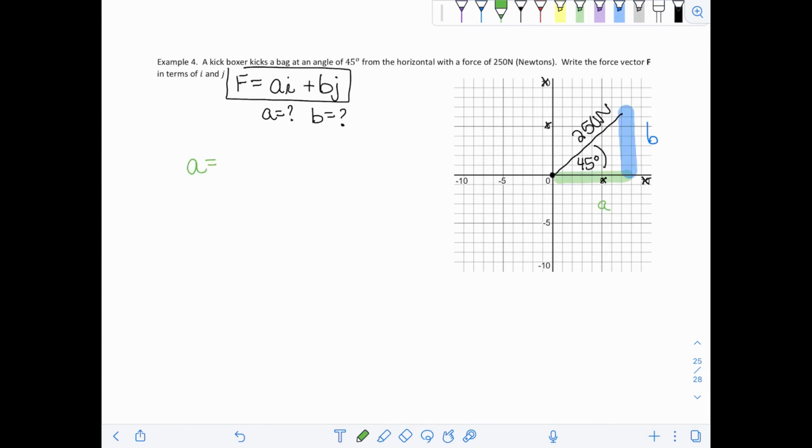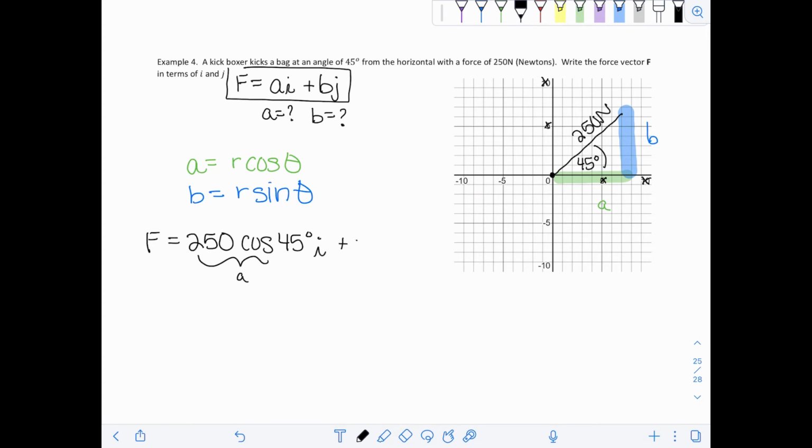a is equal to r cosine theta and b is equal to r sine of theta. So putting this all together, we get that the vector F is equal to 250, because that's our magnitude or r value, cosine of 45 degrees, and then I'll put the i, plus 250 sine of 45 degrees, that's our b, and then the j.